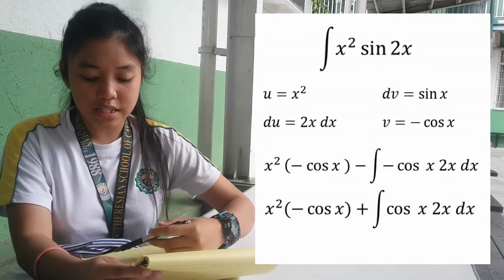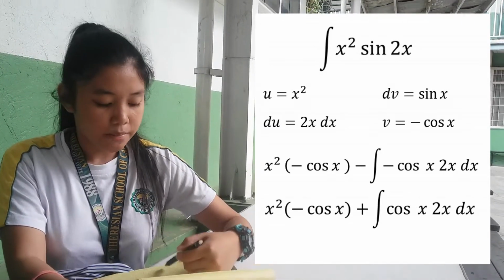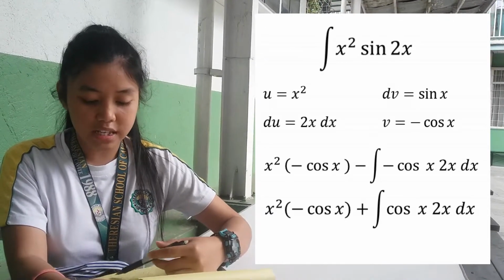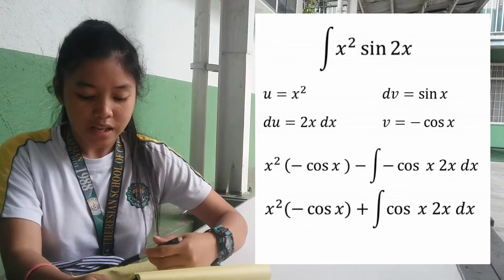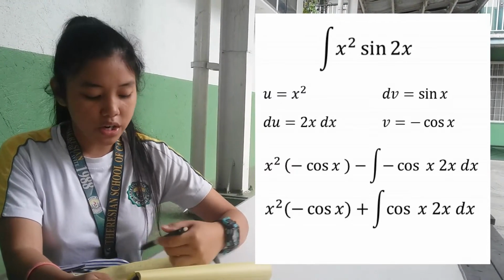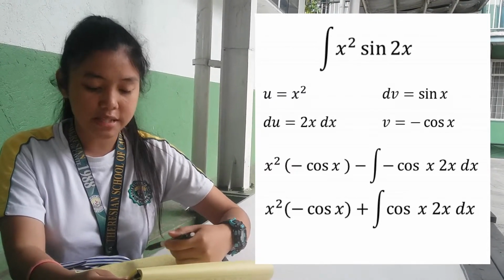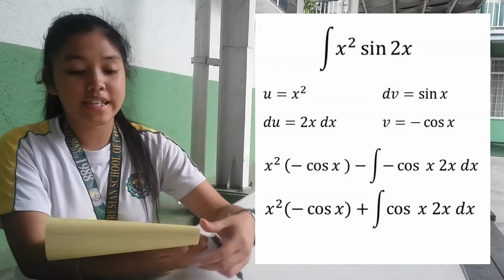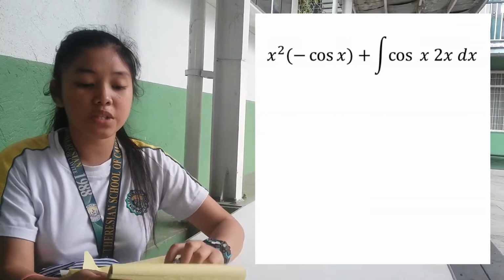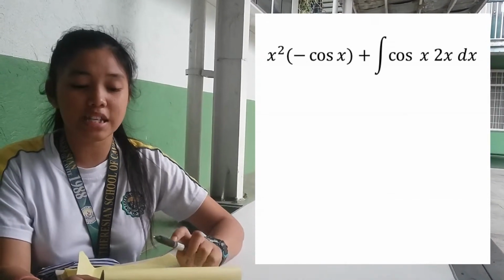We have x squared times negative cosine x plus, because we factored out the negative sign, which also stands like a negative 1 from the inside, so plus the integral of cosine x times 2x dx. Now, we have encountered another problem that can't be integrated directly. This is because of our two terms, cosine x and 2x.